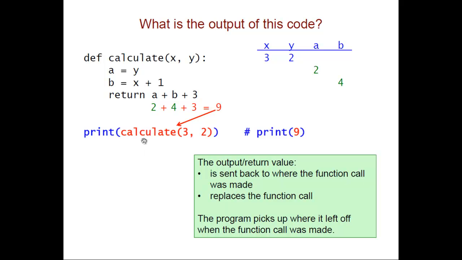So here's where we made the function call. The function call is replaced by that return value. So it's as if we had written print 9, because calculate(3, 2) is replaced by 9. And then the program picks up where it left off. In this case, it has to finish the print statement, and so it's going to go ahead and print that final value, which is 9.